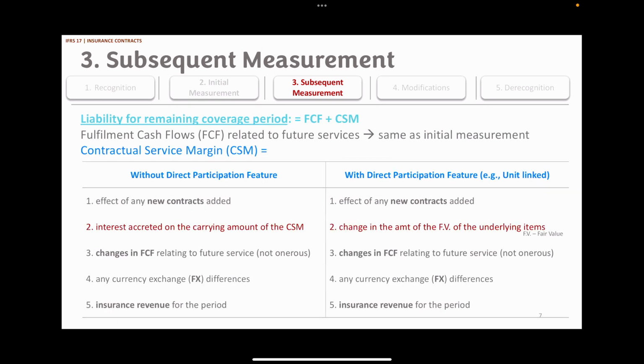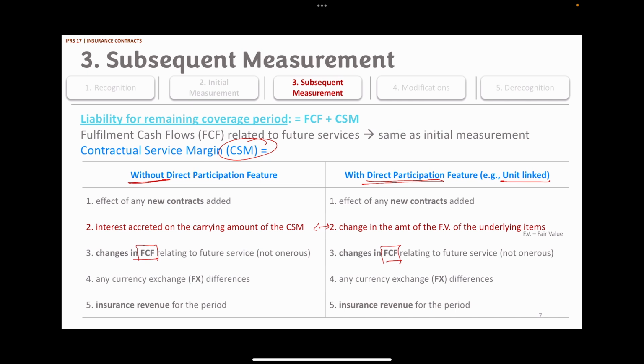Now let's look at how CSM should be measured during subsequent measurement periods. An entity has to first identify contracts which have a direct participation feature and which don't. When a contract has underlying investments, something like a unit-linked insurance plan, then it is a contract with direct participation feature. The differences between them are highlighted in red for your easy reference. The first and foremost principle does not change. It's given in point 3 here. The negative value of fulfillment cash flow will still be included in CSM. One thing we must continue to remember is the contract should still be profitable and not onerous.